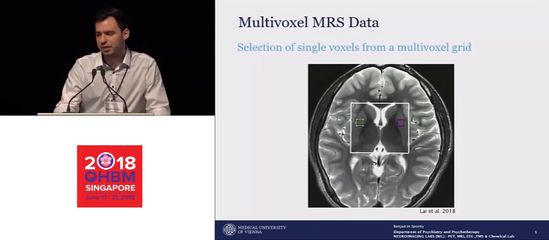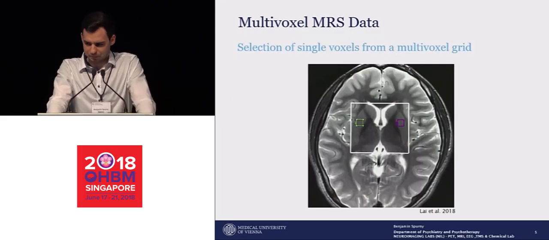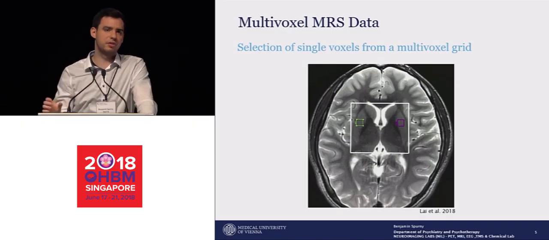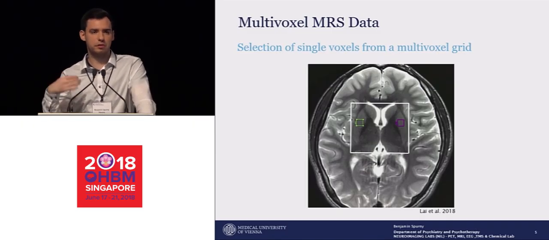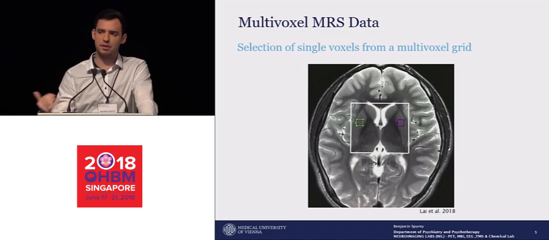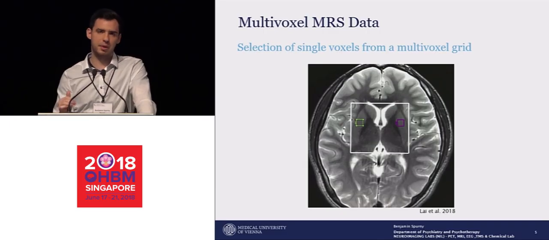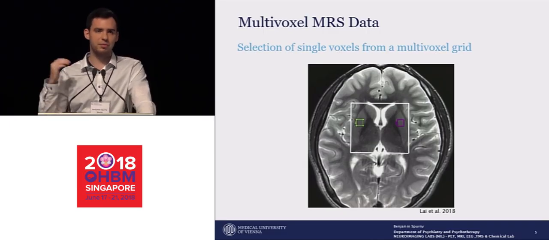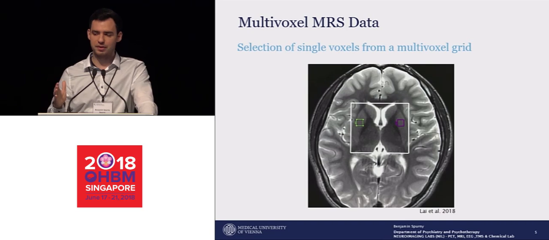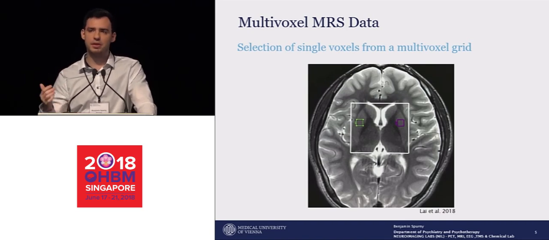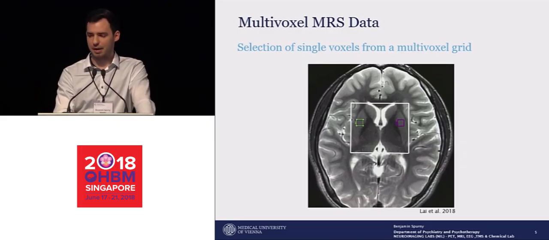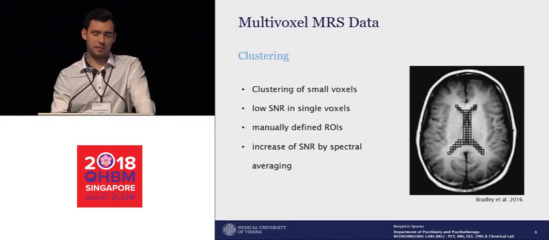This is an approach where they took bigger voxels in the grid, and then for the analysis just chose single voxels out of the multi-voxel grid, in the region they wanted to fit, and did the analysis in these single voxels, basically. This is highly dependent on the MRS sequence you use. Some sequences allow, in the post-processing step, to move your voxels in the grid, which is kind of an interpolation step. Another approach is the clustering.